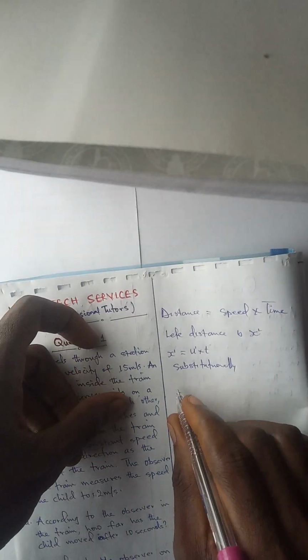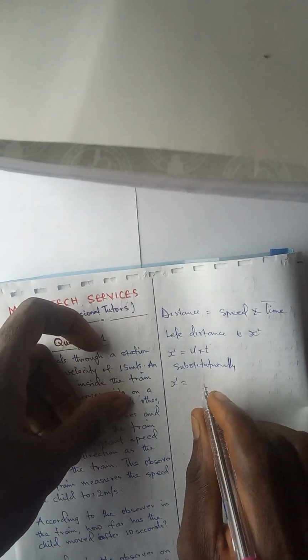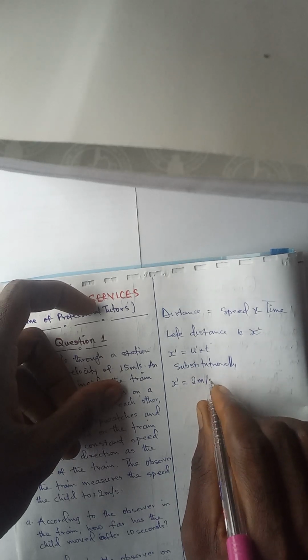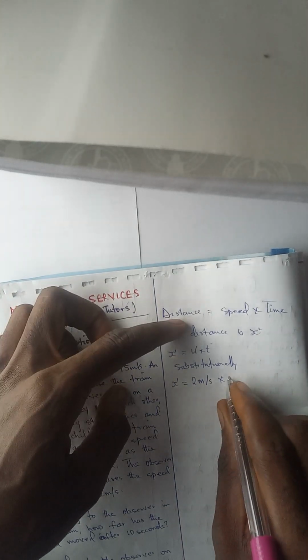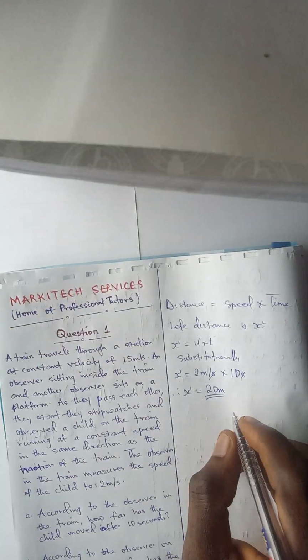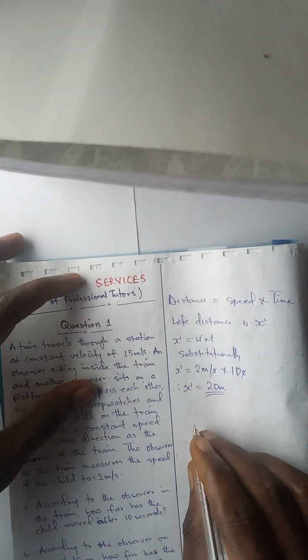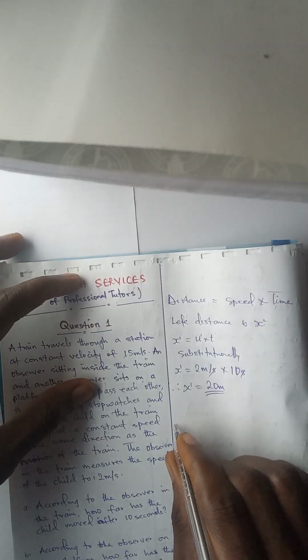we have that x prime equals u, our u was given as 2 meters per second, times our t, which was given as 10 seconds. Of course the seconds cancel, we are left with meters, so 2 times 10 is equal to 20. Therefore x prime is equal to 20 meters. So that is what the observer observed. Now for b, this is for a.